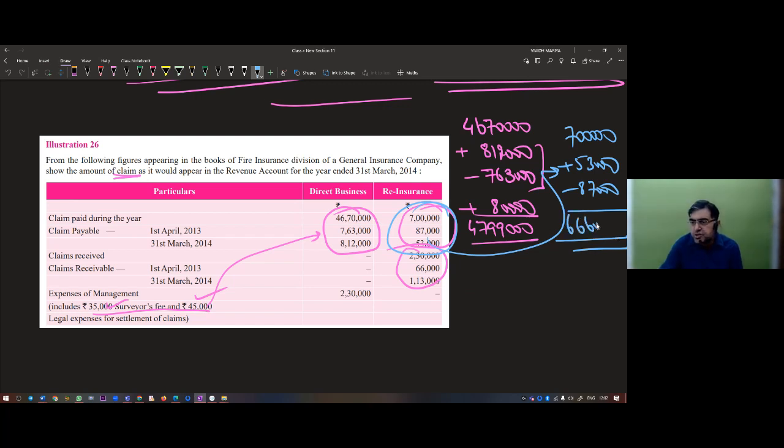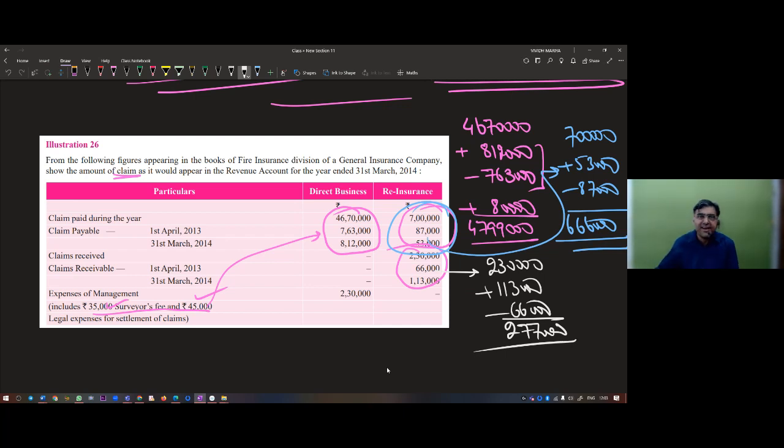Triple six. Next is this one. 230. Add outstanding at the end 113, less 66. 230 plus 113 minus 66 gives 277.